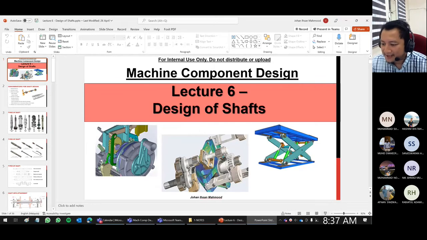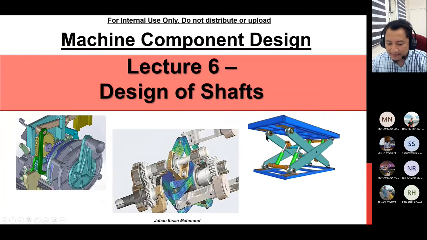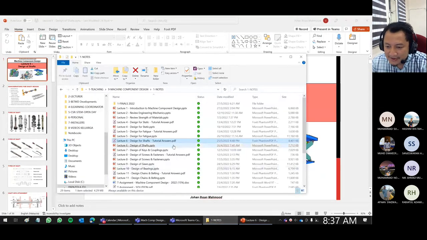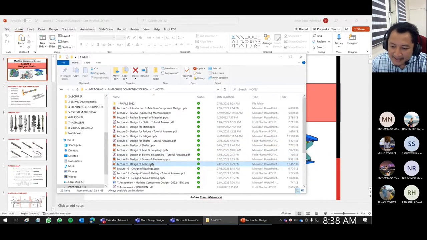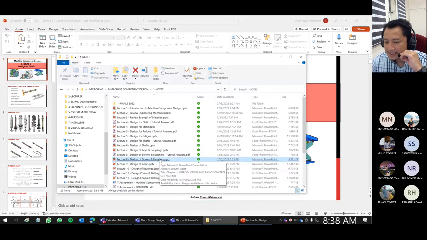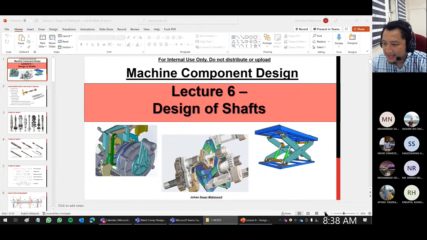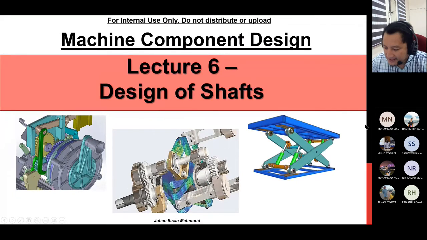So moving forward, we're going to look at a lot of components. Maybe it's going to be shafts, maybe it's going to be keys or coupling, maybe it is screw and fastener, maybe it can be gear and bearings and chains. There are so many components that we are going to go through later on. However, the main design principle, the main failure criterion is almost the same as what we have learned during design for statics and also design for fatigue loading. So we are going to use the same basic principle to determine whether your component will fail or not.